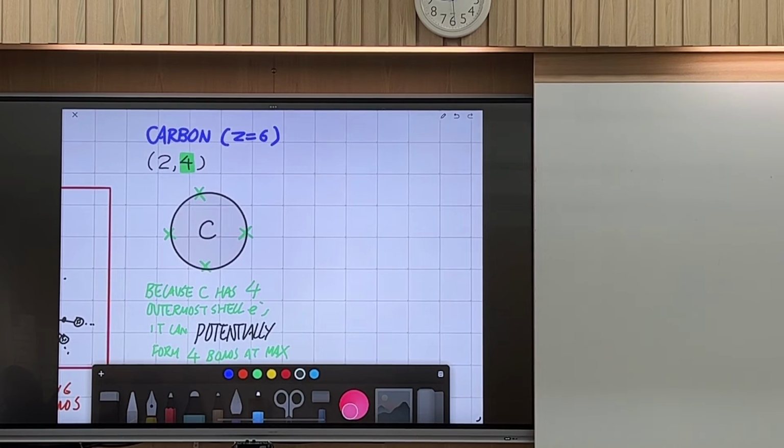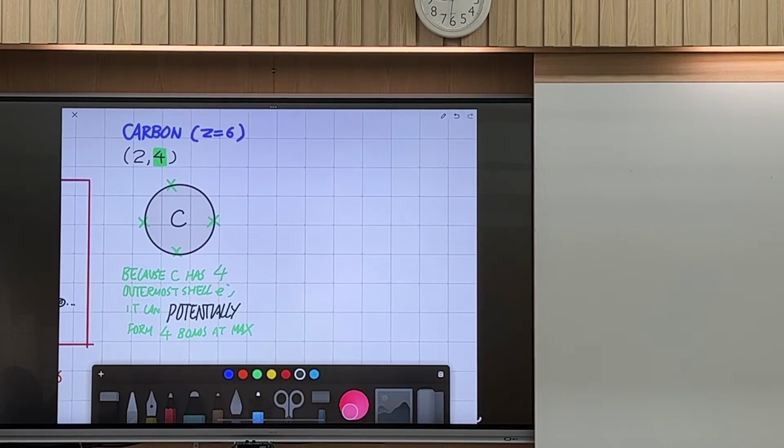But then when you look at graphite and diamond, tell me what you see. In diamond, how many bonds is each carbon forming with its neighbors? When you look at this structure, how many bonds?